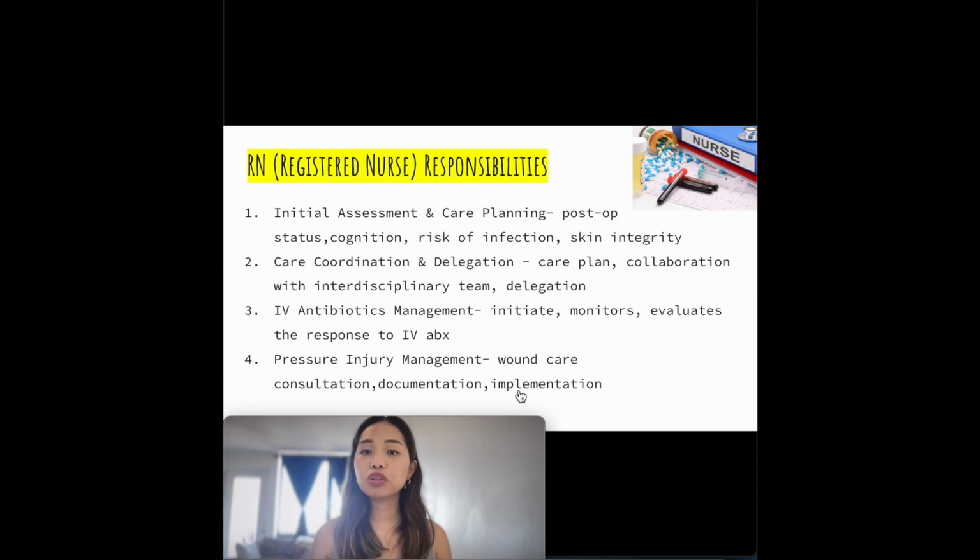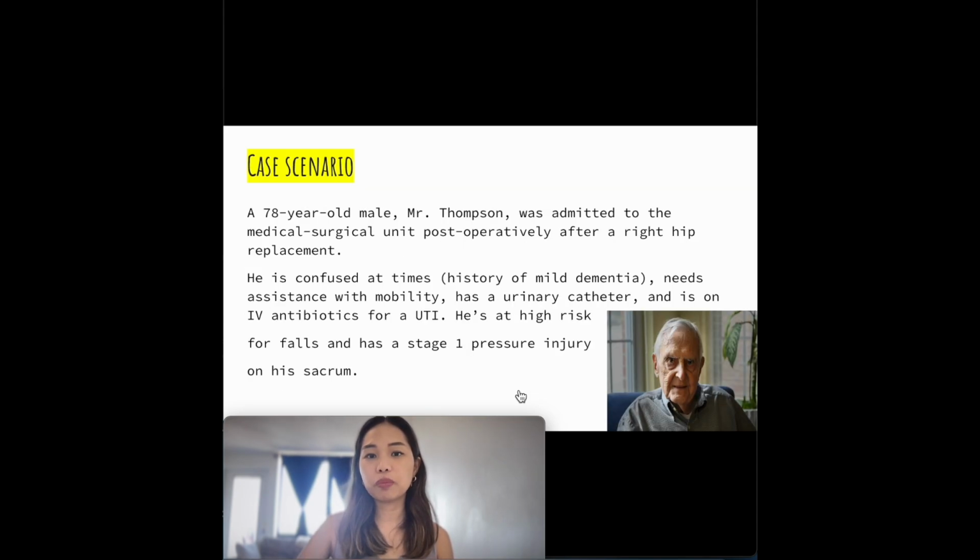Also, the RN would be assessing for any risk of infection and also skin integrity, as this patient, if we go back to our case scenario, has a stage 1 pressure injury on his sacrum. Also, the patient is post-op after a right hip replacement. That means the patient won't be moving as much, so that puts him more at risk for pressure ulcers.